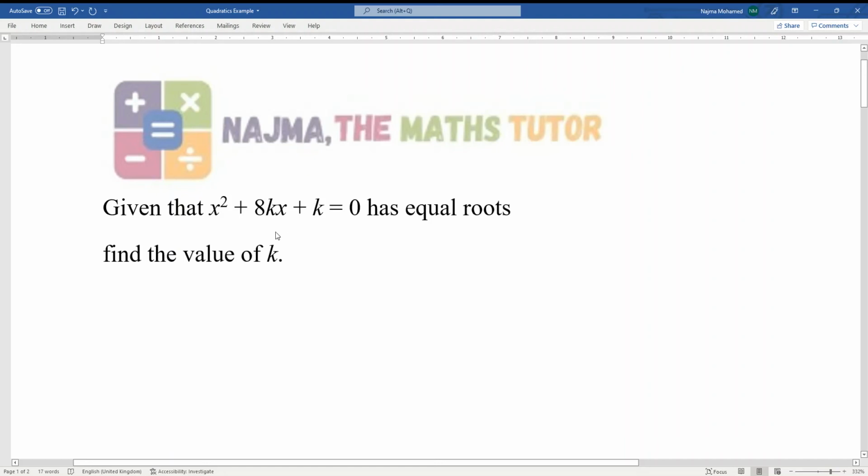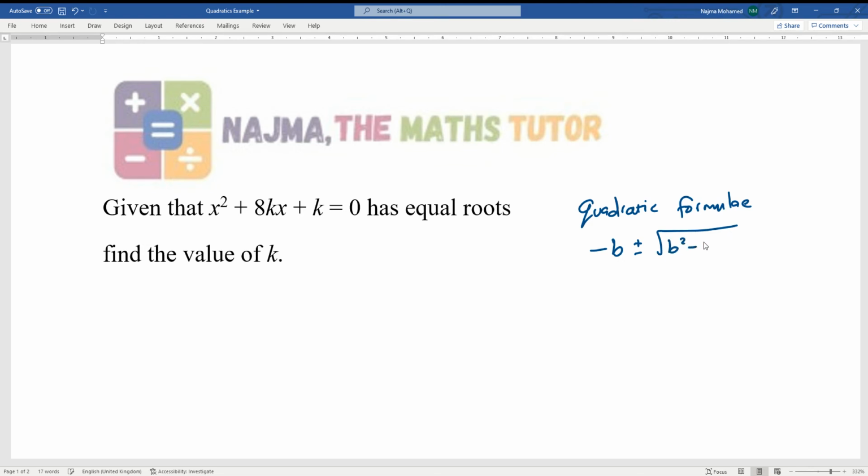Today we're going to be answering this question on quadratic equations. It says, given that x squared plus 8kx plus k equals 0 has equal roots, find the value of k. So we're going to be using our discriminant. You know the quadratic formula: x equals minus b plus or minus the square root of b squared minus 4ac, over 2a. This bit here, b squared minus 4ac, we call the discriminant.